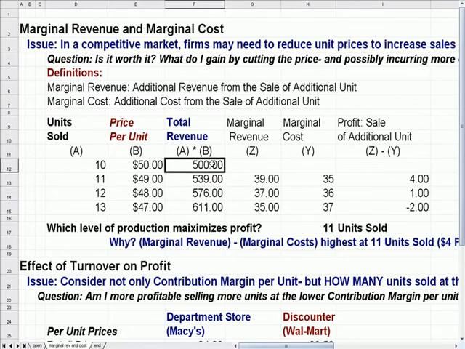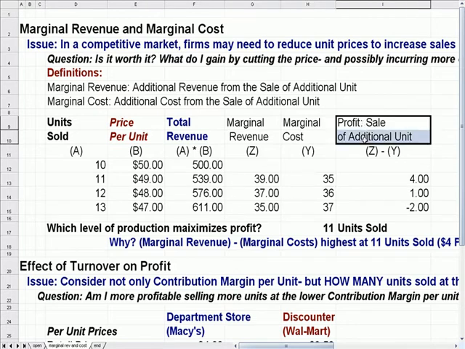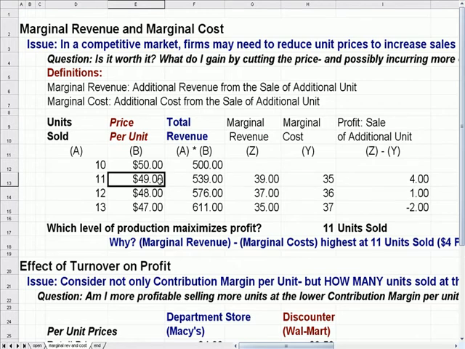So by selling one more unit from 10 to 11, I get $39 more in revenue, from $500 total revenue to $539. I made up an additional cost of $35. So if I move my sales from 10 to 11 units and I cut the price from $50 down to $49, which generates the additional sale, my marginal revenue goes up by $39. I'm assuming that marginal cost goes up $35, so it's worth it to sell one additional unit at a lower price. I end up gaining $4, the difference between the marginal revenue $39 and the marginal cost $35.